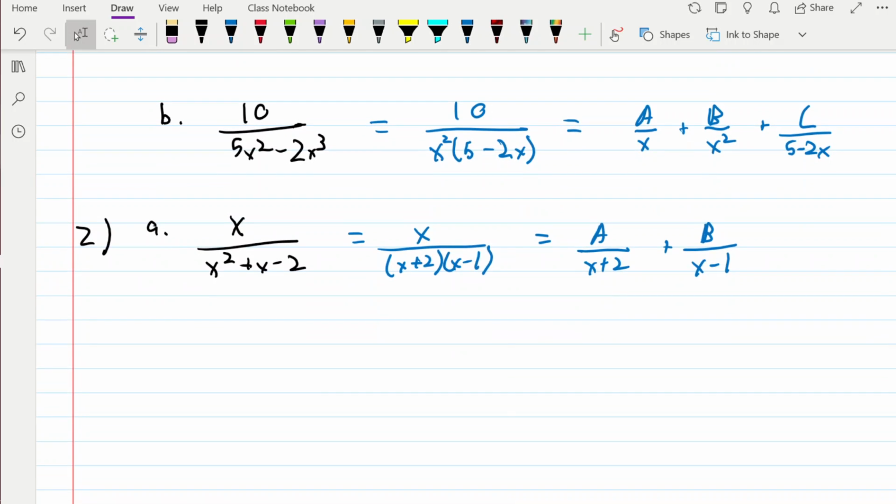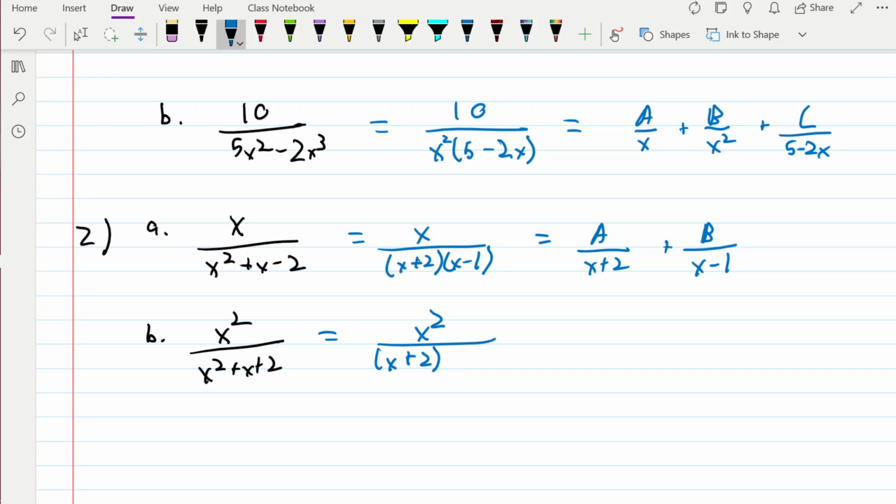And then we can go on to part B, which will be x squared over x squared plus x plus 2. And then we can factor on the bottom, so we'll have x squared over x plus 2. Actually, I don't think this is factorable. No, it's not. So we're going to have to instead use the ax plus b. So what we're going to do is set that equal to ax plus b over x squared plus x plus 2.